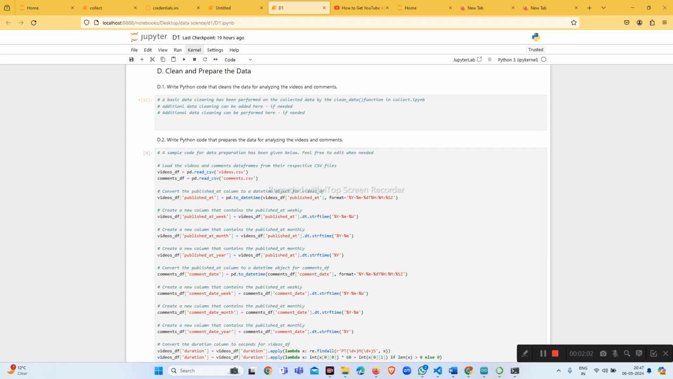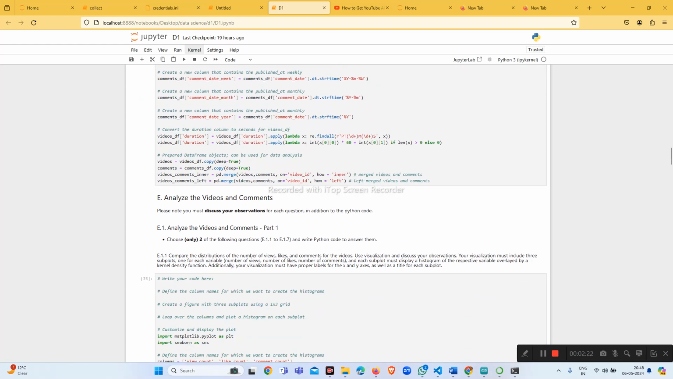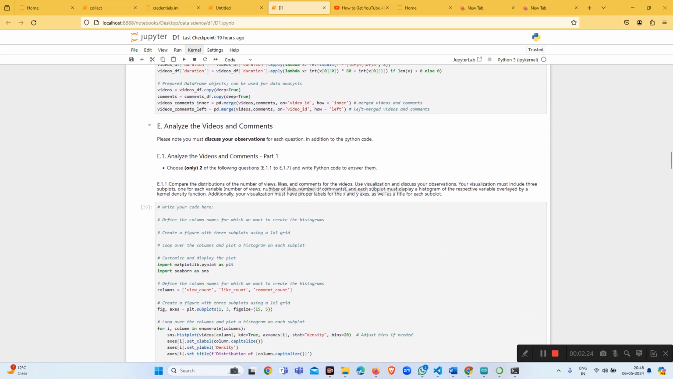Additionally, it creates data frame objects for video and comments, and merges them to create two new data frames. One contains the inner join and the other contains the left join of the video and comment data. This processing facilitates the further analysis of the video and comment interaction over time. Now we just move on to the analysis part.